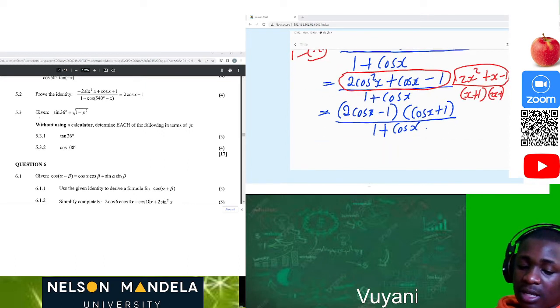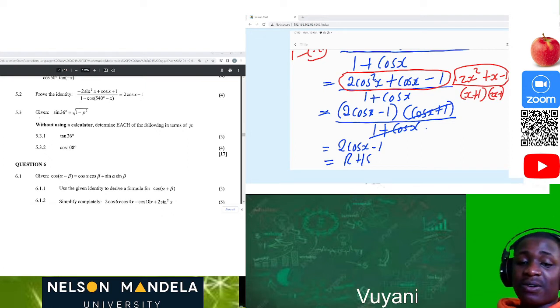So now we can see that this and this will cancel each other, which is equal to 2 cos of x minus 1, which is equal to the right hand side. So since it's equal to the right hand side, we have proved what we were asked to prove.